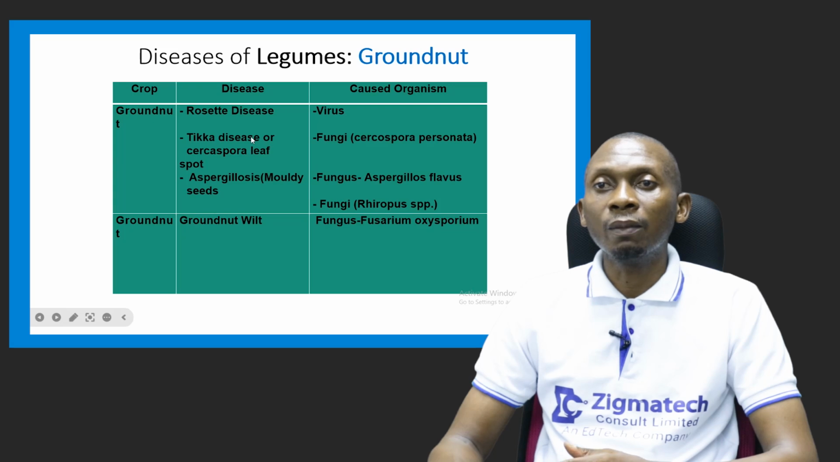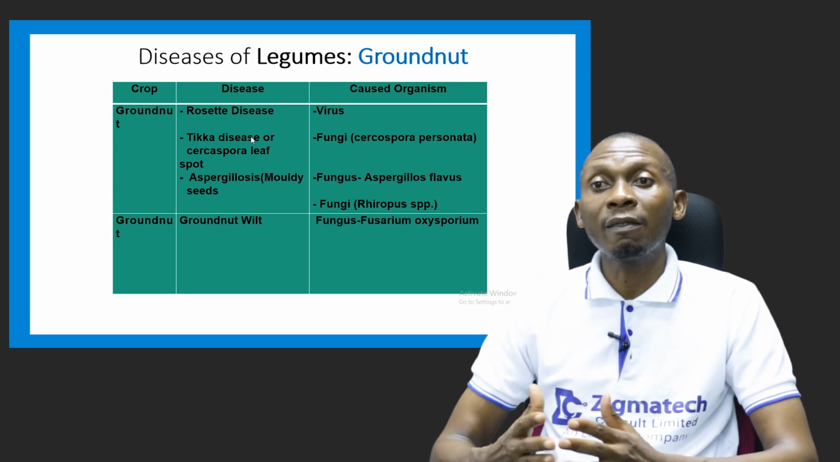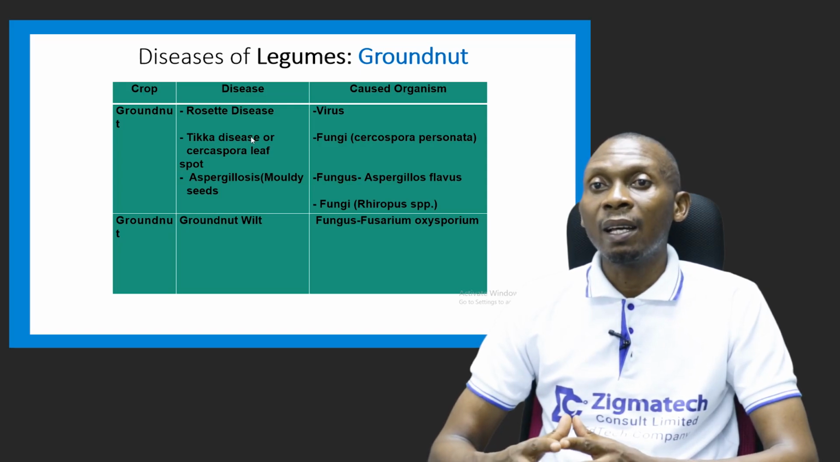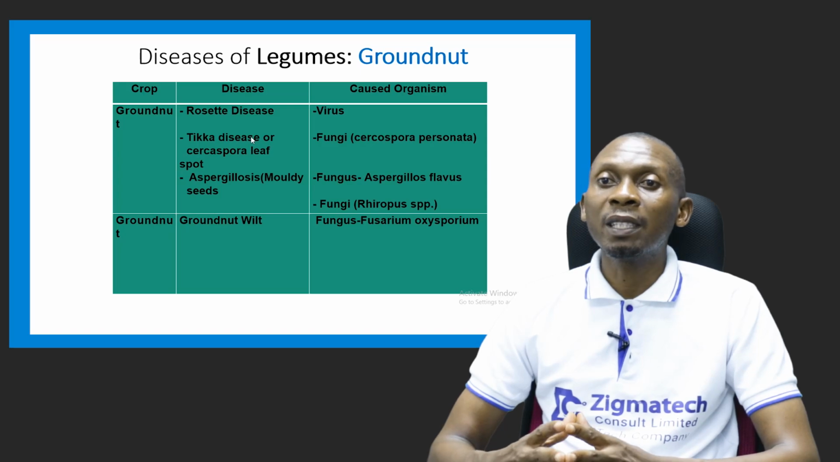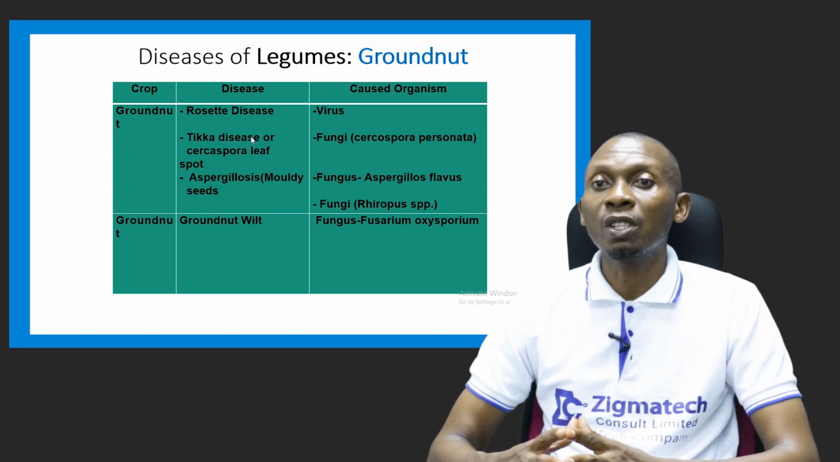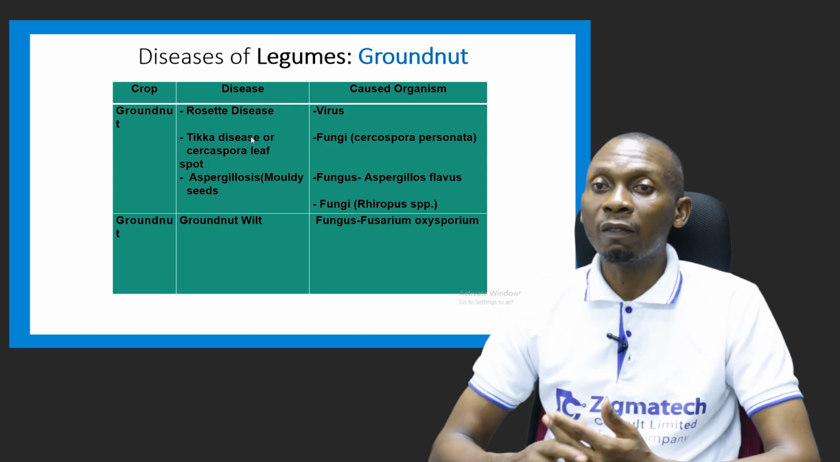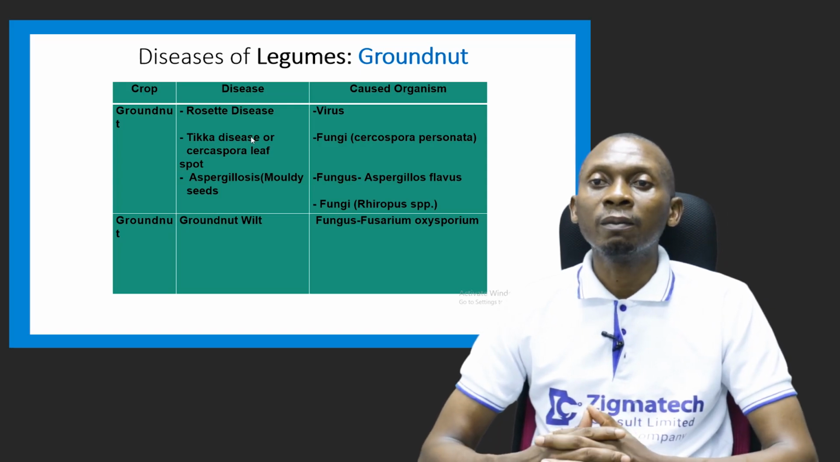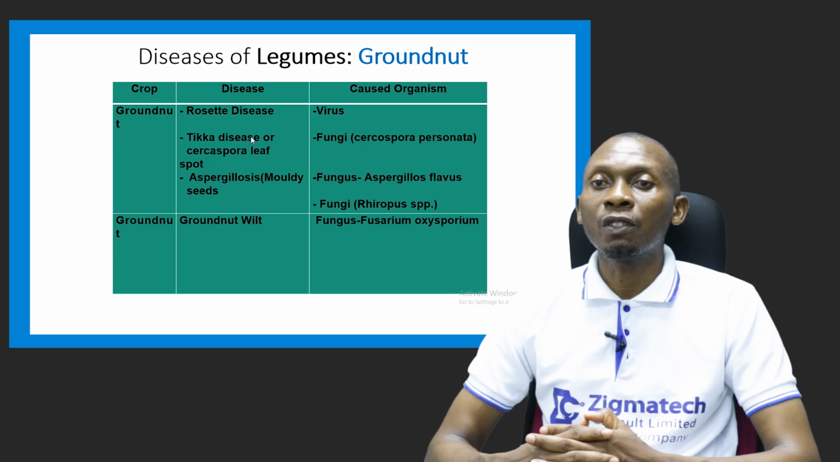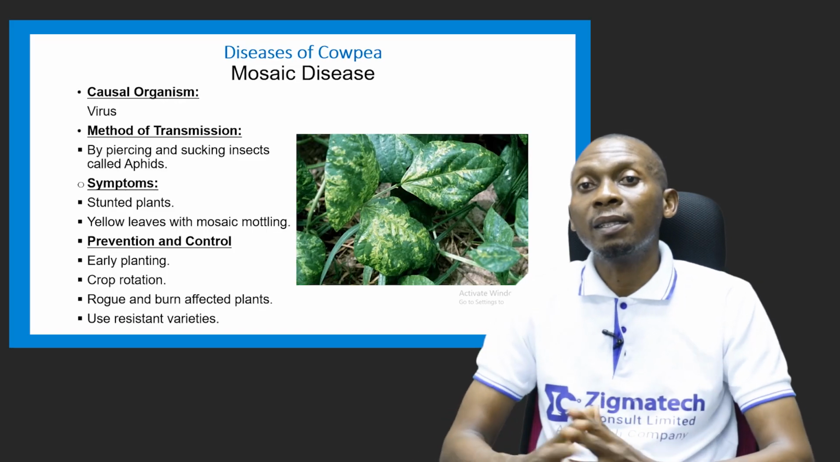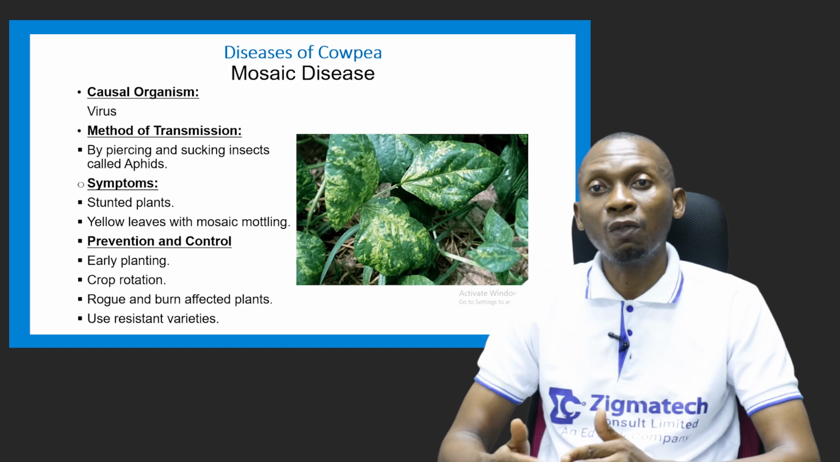Now, still talking about legumes, we have groundnut. Here we have groundnut rosette disease, which is caused by a virus. We have Tikka disease or Cercospora leaf spot, which is caused by a fungus, Cercospora personata. We have aspergillosis, which is moldy seeds caused by the fungus Aspergillus flavus. We also have groundnut wilt, which is caused by the fungus Fusarium oxysporum. Okay, so let's look at these diseases in detail, starting with cowpea before we move on to groundnut.